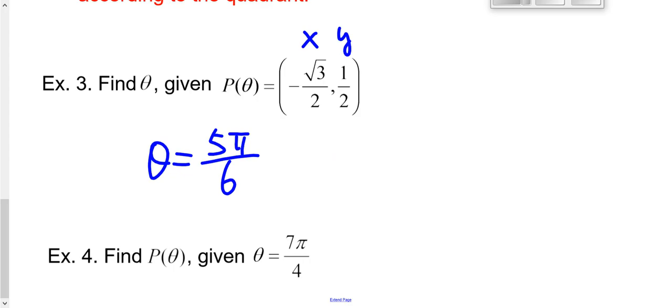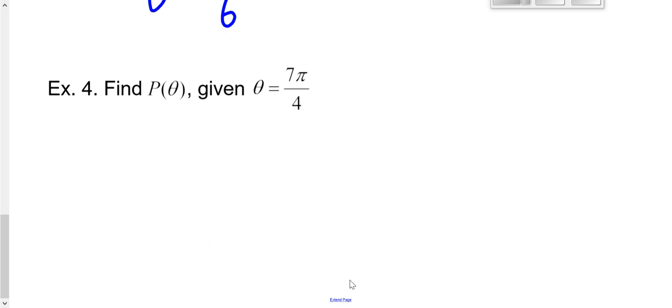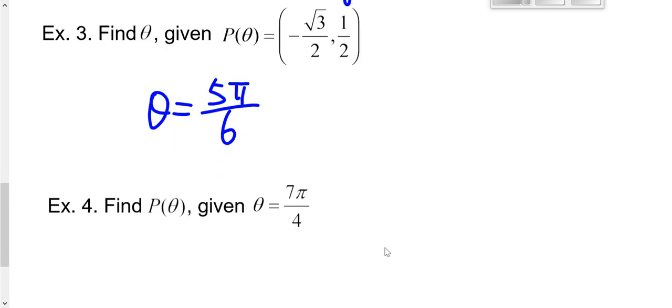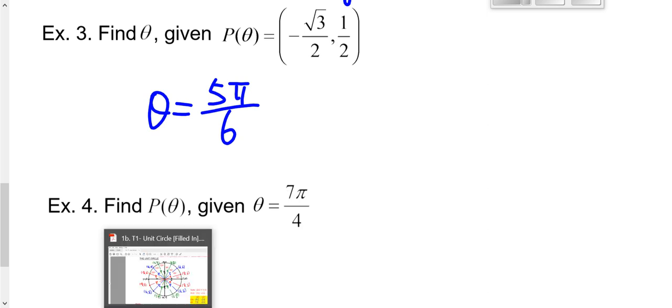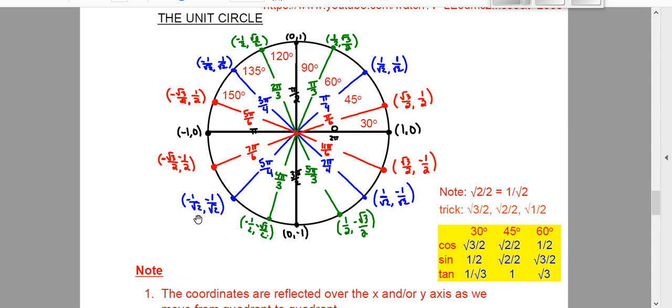Okay, next one here. Same idea except the other way around. This time we were given the angle. Find the coordinate. The angle is 7 pi over 4. If you can reproduce this unit circle, then that would be easy. Angle theta is 7 pi over 4. Where is 7 pi over 4? If you look around, 7 pi over 4 will be right here. This is basically a no-brainer. I'm sure any one of you can do these types of questions if you have the unit circle with notation around.